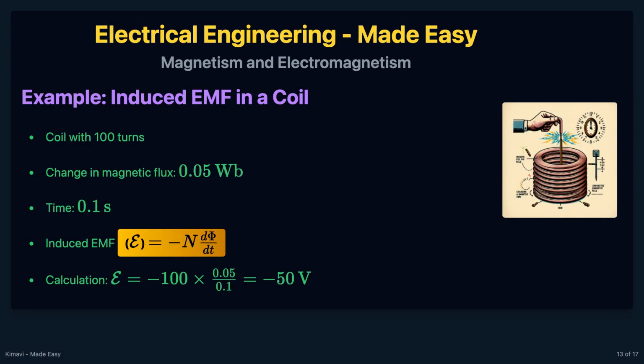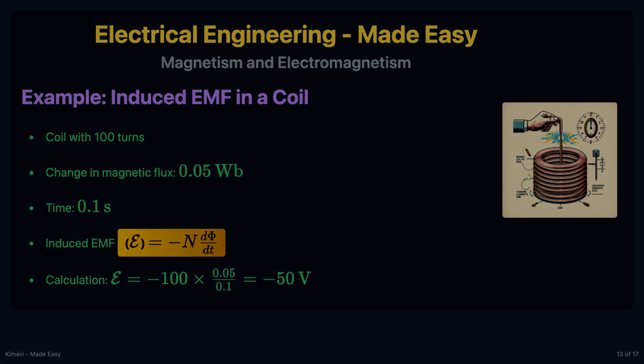For example, if a coil with 100 turns experiences a change in magnetic flux of 0.05 Webers over 0.1 seconds, the induced EMF is calculated as E equals negative 100 times 0.05 divided by 0.1, which equals negative 50 volts.